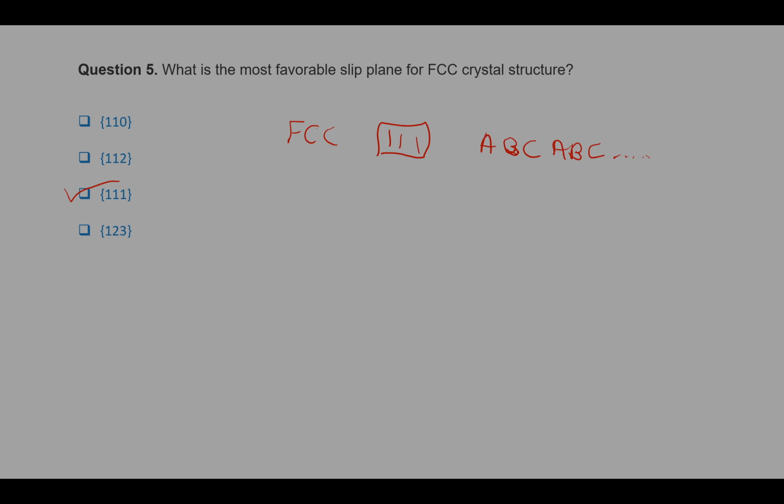If it goes to this 1 1 2, what will happen is it will convert this ABC into D, E, F, then again A, B, C, D, E. That's why the answer will be question number 3.